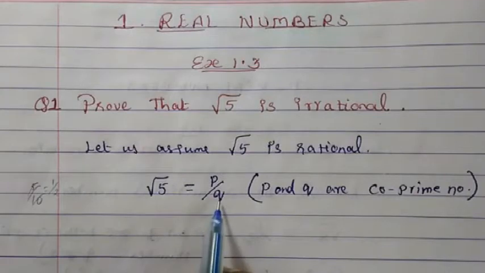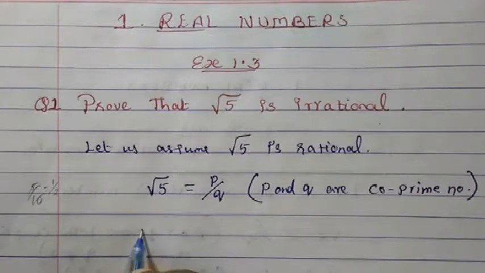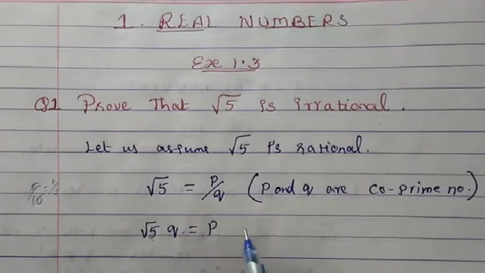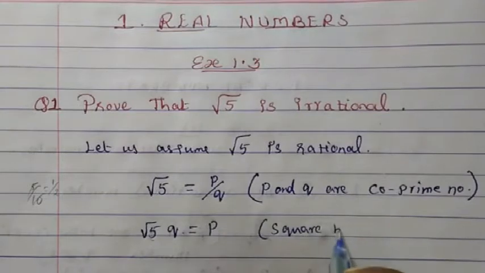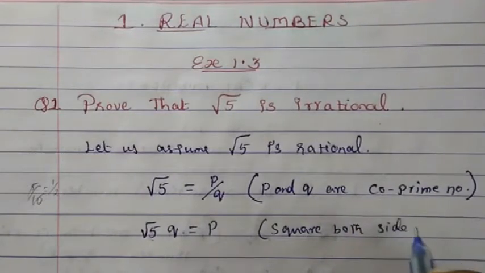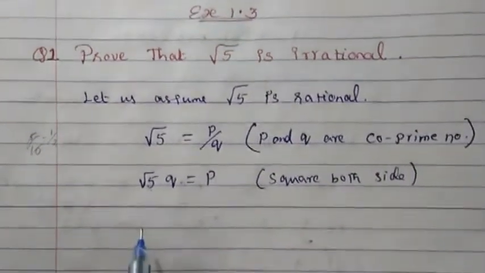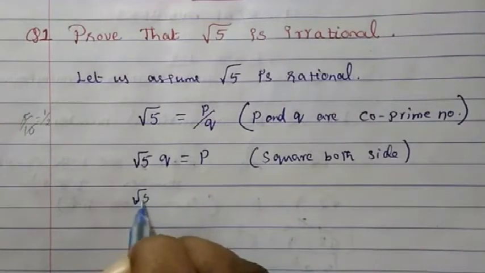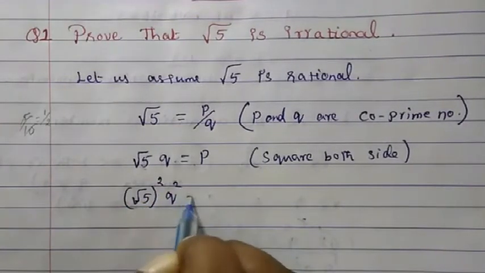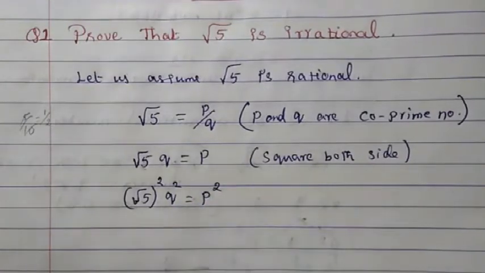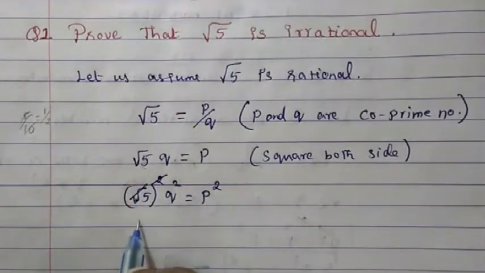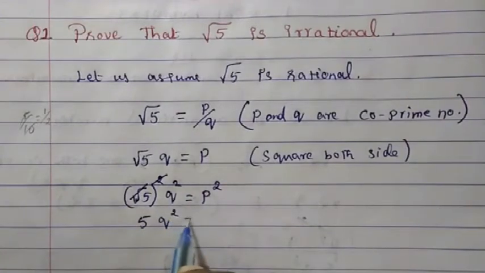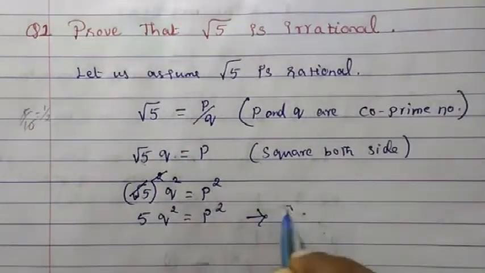So now let's bring this q this side. So root 5, q comes this side and p remains on the other side. Now square both sides. The steps are the same as you have in theorem 1.4. Now when we square both sides, we will get root 5 square, q square, and then p square. So when the square goes, the root goes. So we will have 5q square equal to p square. So this we consider as equation 1.